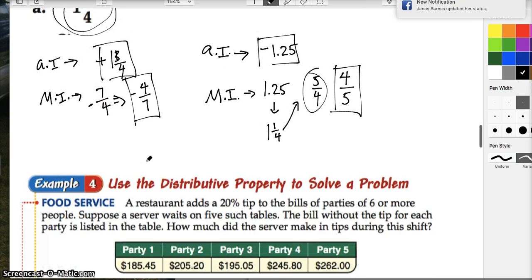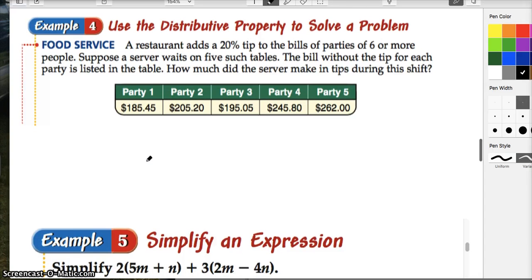All right. Let's take a look at this example here. We've got a little bit of a word problem. It says a restaurant adds a 20% tip to the bills of parties of 6 or more people. Suppose the server waits on 5 such tables. The bill, without the tip for each party, is listed in the table. How much did the server make in tips during the shift? So we see that this server is going to make 20%, because the restaurant itself will add the 20% right on, since they had large parties at the tables.